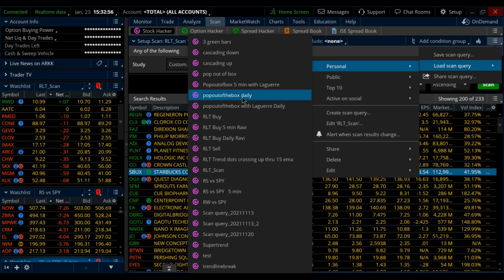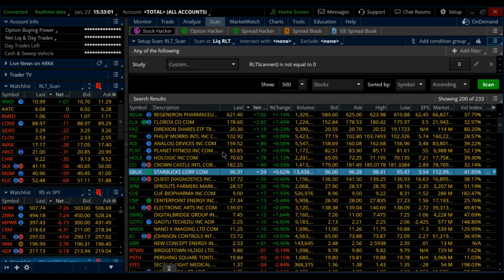It's going to be personal, and the RLT scan will be the one you'll want. Click on RLT scan, and we'll be adding some more. Probably the RLT versus the SPY: relative weakness versus the SPY, relative strength versus the SPY, and you can select those as well. Once we get them into the scanner, they're not there yet.